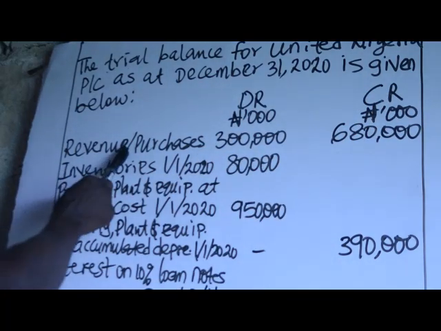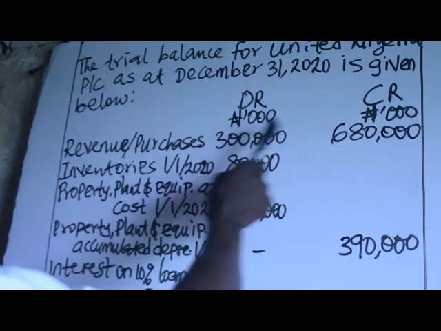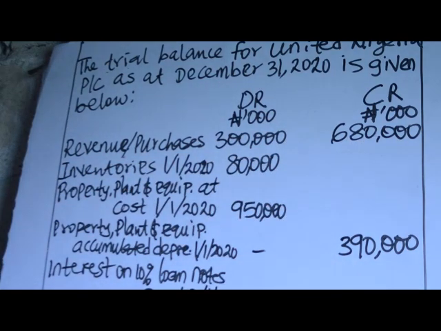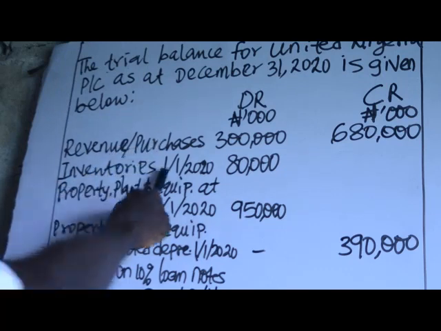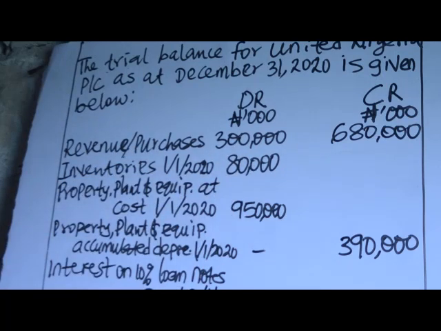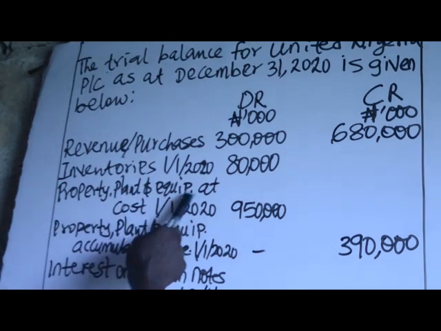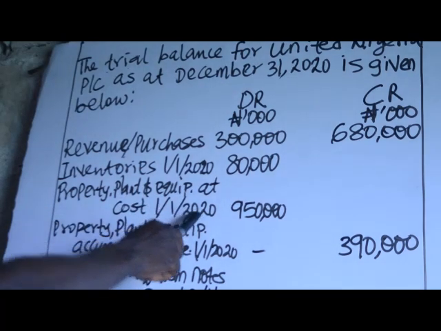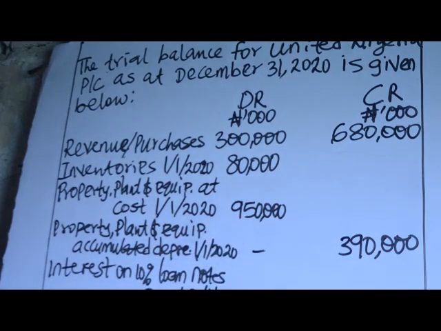We have revenue and purchases, 300,000 and 680,000. The 300,000 is for the purchase, while the 680,000 is the revenue. Inventories as at 1st of January 2020, that is 80,000, the opening inventory. Property, plant and equipment at cost as at 1st of January 2020, we have 950,000. Property, plant and equipment accumulated depreciation as at 1st of January 2020 amounted to 390,000.